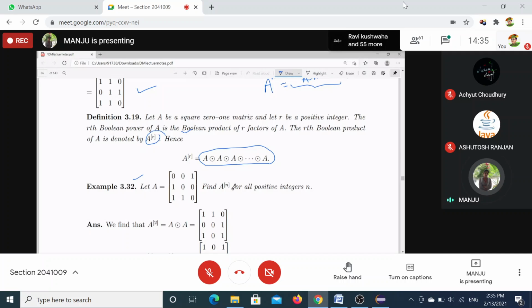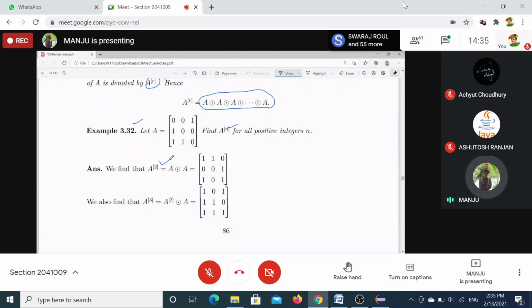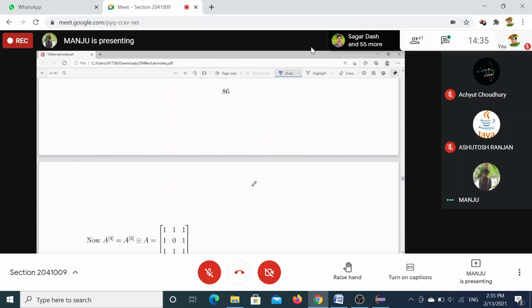Here you have A raised to power N for all positive integer N. A is given. So for all positive integers N, you will always have a 0 1 matrix. All the powers will be 0 1 matrices. So A square you get as A Boolean product with A. A cube will be A square Boolean product with A. Then A raised to power 4 is A cube with A.